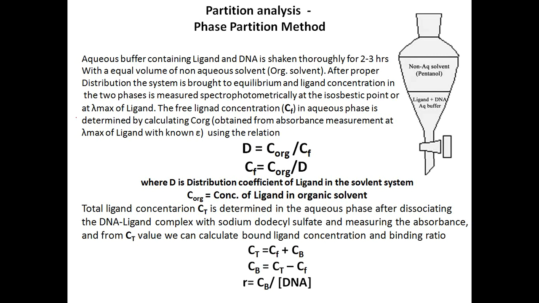Okay? So we know there will be a small amount of one component going into the other solvent component based upon its distribution. It's Nernst distribution it is based upon, right? Now this has been applied in determining the DNA binding ability of metal complexes or drug molecules based upon its partition nature. So what is done is an aqueous buffer containing the ligand and DNA is taken in a separating funnel or a distribution apparatus kind of thing, and it is thoroughly shaken for 2 to 3 hours with an equal volume of non-aqueous solvent, that is an organic solvent.